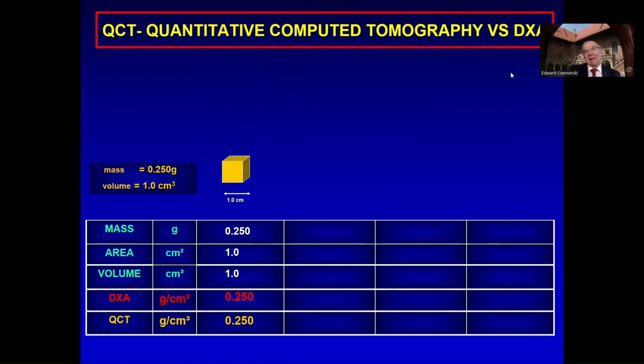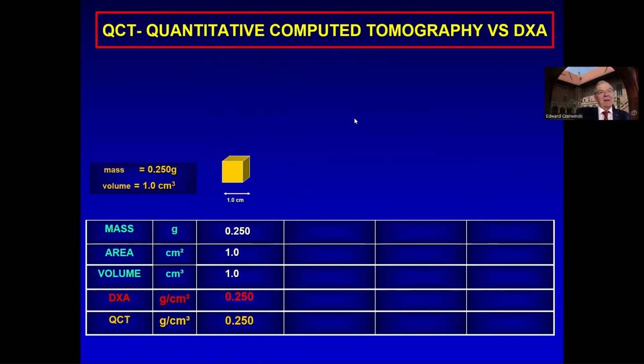Why are we using DEXA? I will explain it to you with my cartoon. So this is a cube, 1 centimeter in width and height. The mass is 0.25 grams, and the volume is 1 cubic centimeter. So if there is 1 cube, the mass is 0.25, area is just 1, volume is 1. You do DEXA, and the results are the same.